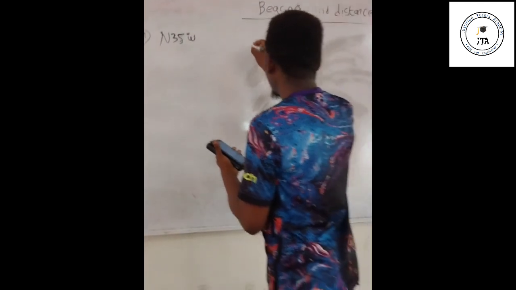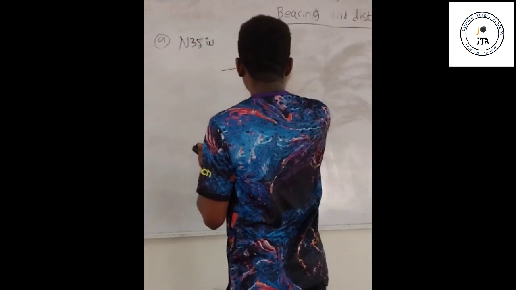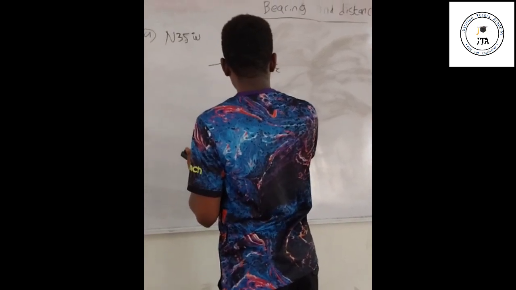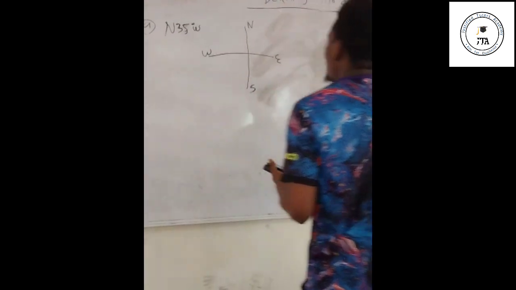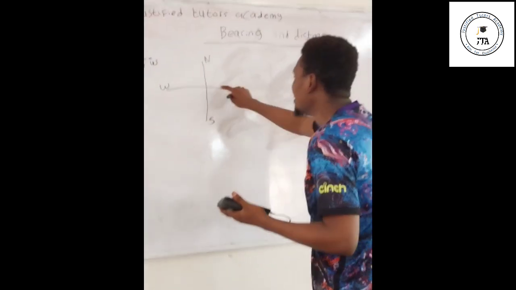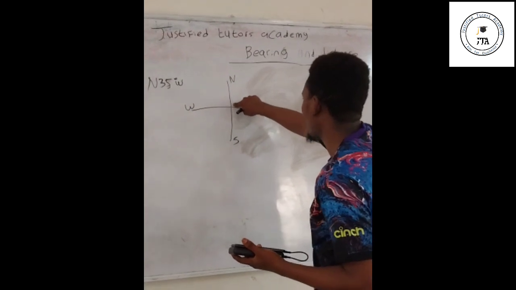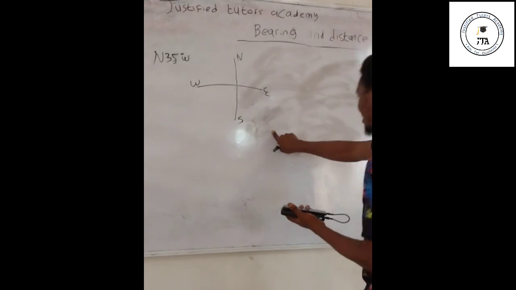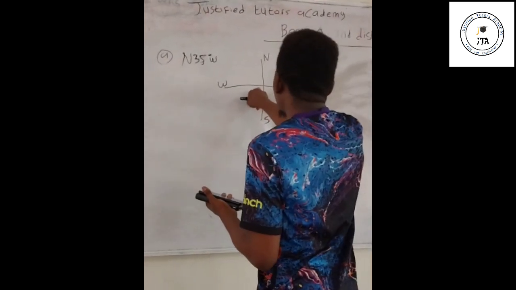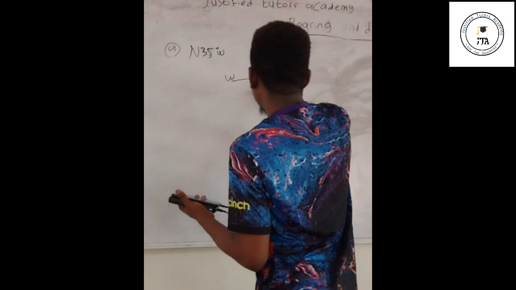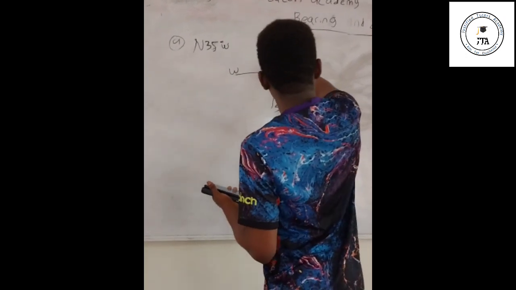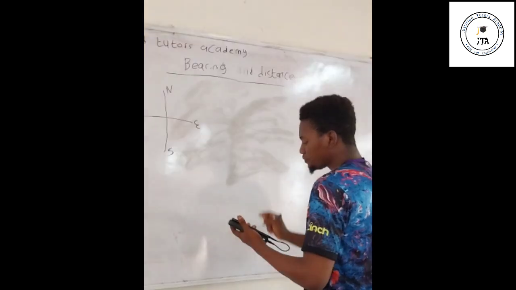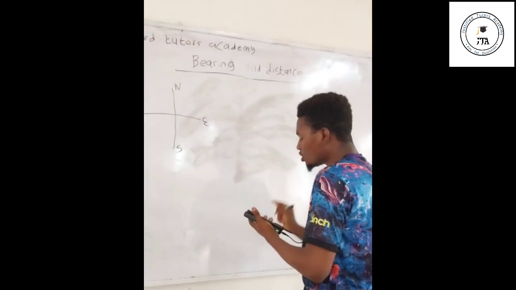Let's just identify the compass directions. This is where, like I said, you first of all identify your directions. Now remember I told you earlier that the angle in between north and east is what we call the northeast. The angle in between the south and east, we call the southeast. The angle between west and south, we call the southwest. The angle between the north and the west, we call the northwest.